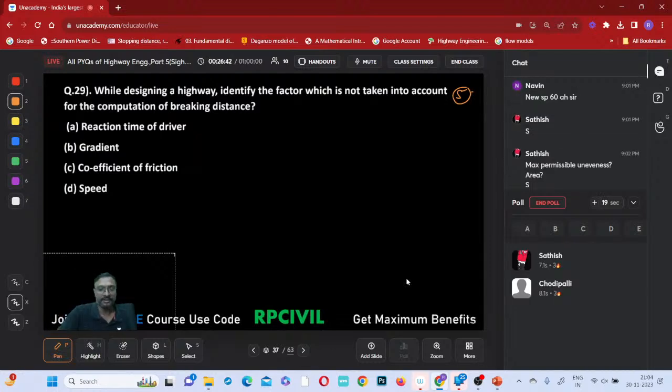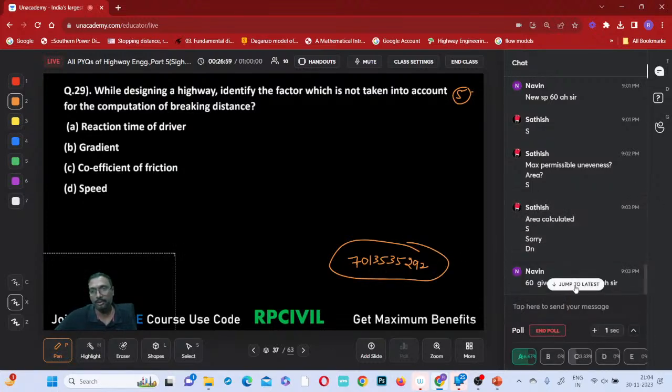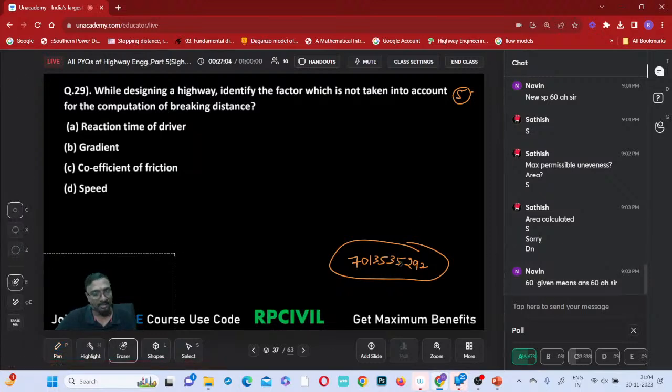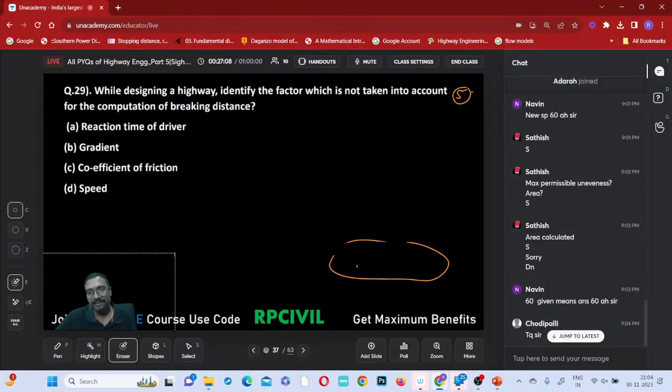Shruti Chodipalli answered correctly. Chodipalli, if you want a number, just go through this. You click on this, you'll get one blog link and you will be getting all railway, everything. Note this and tell me, I will erase it. Yes, Naveen, if 60 is given, 60 will be the correct answer.